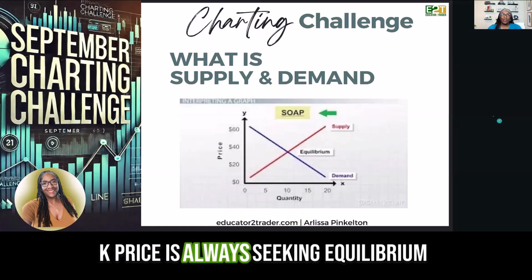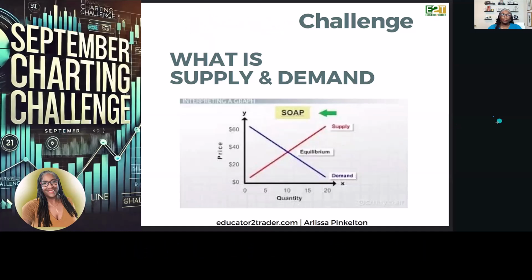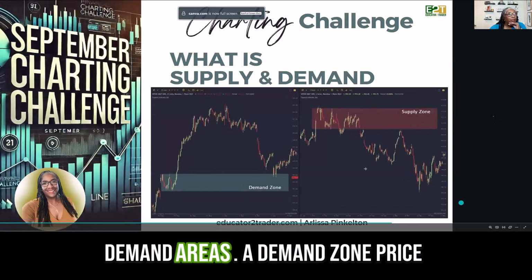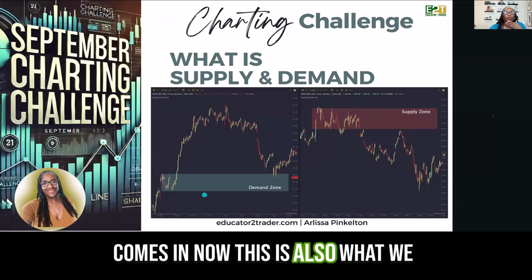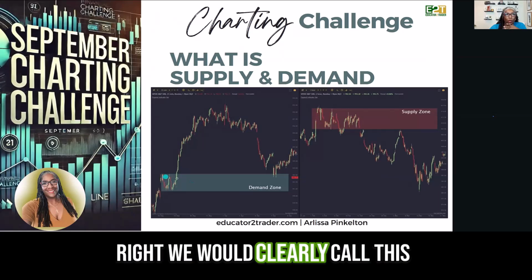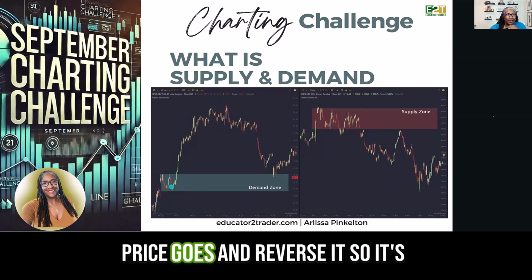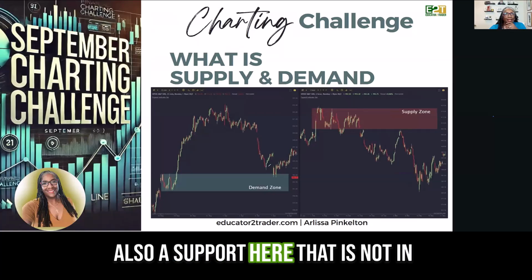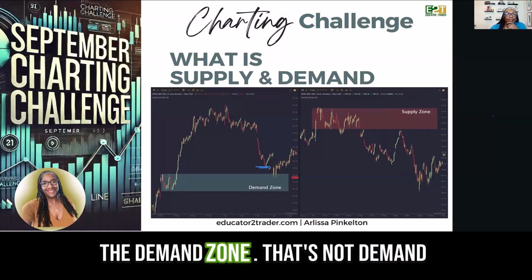Okay, price is always seeking equilibrium. Here are some pictures of supply and demand areas. A demand zone, price comes in. Now, this is also what we would clearly call support, right? We would clearly call this support because it's a place where price goes and reverses. So it's clearly support.